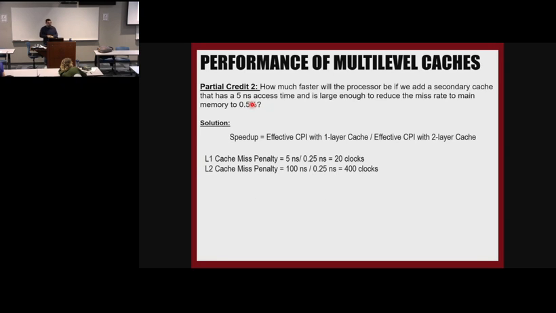So going back to this, the miss penalty for layer 1 is reduced to 5 nanoseconds. If I convert it to clocks, it means that I need 20 clocks for the miss penalty of layer 1. For the miss penalty of layer 2, we have to find the main memory access time, which gives me 400 clock cycles again.